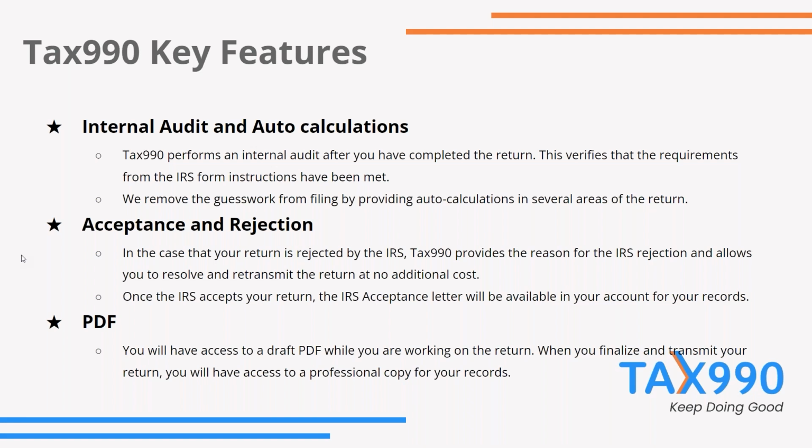We also understand that in most cases, it is preferred to review a draft copy of the return prior to filing or while working through the process. So you'll have access to a draft PDF while you're working on the return. When you finalize and transmit your return, you'll have access to a professional copy for your records or your client's records. The professional copy will remain in your account so you can print and download it at any time. This is beneficial for an organization that may need a record of their return later for grants and fundraising. You'll be able to print the copy and provide that to them whenever necessary.